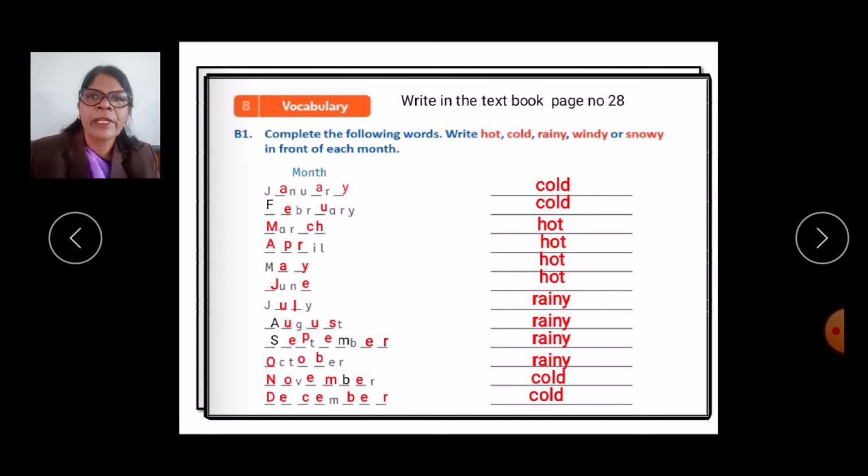We've already seen in the previous slides the seasons, how it is. In July it is rainy season. In August it is rainy. In September it is rainy. In October it is rainy. November and December are cold season.